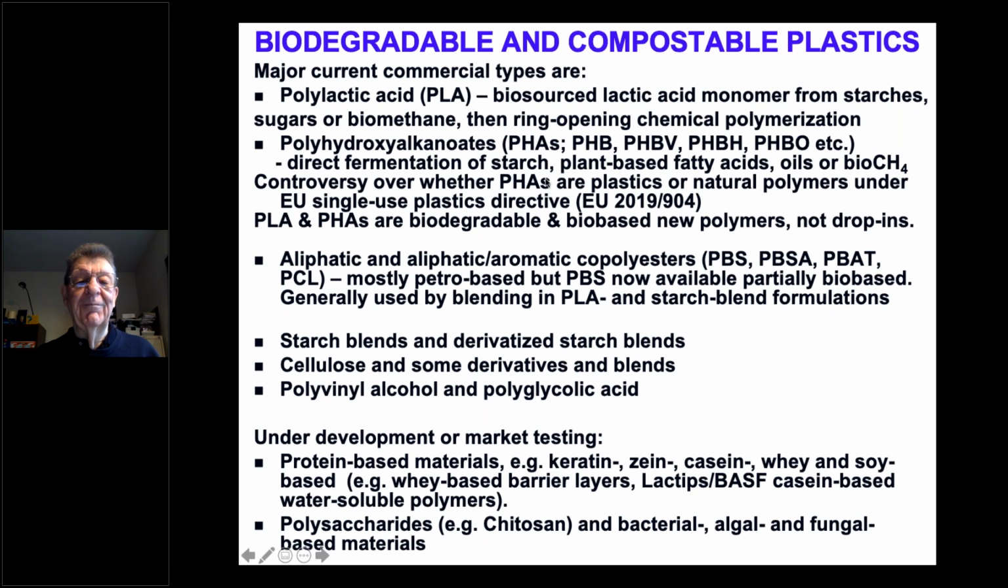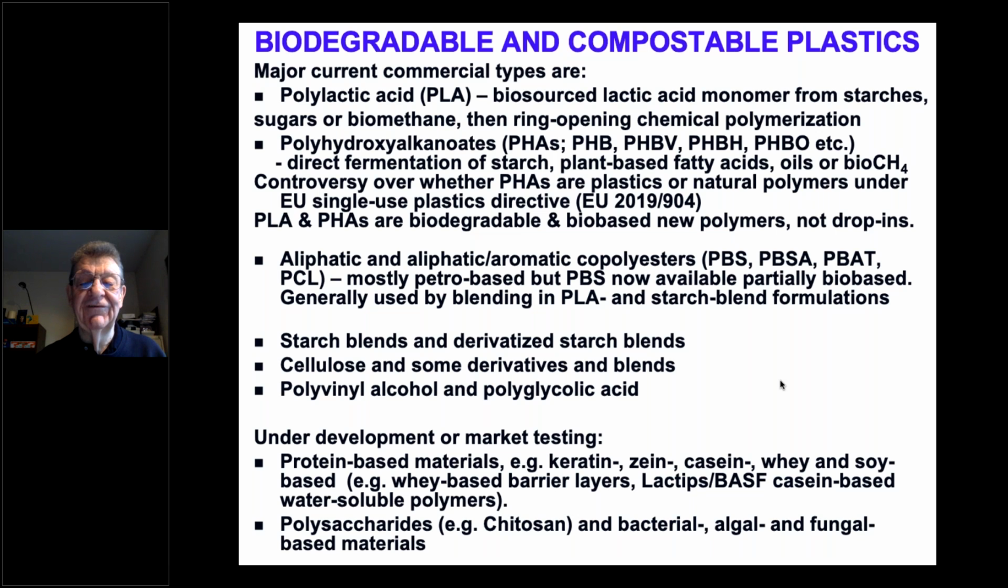Another big group is aliphatic and aliphatic-aromatic copolyesters: polybutylene succinate, succinate adipate, adipate terephthalate, caprolactone. These are mostly petroleum-based right now, except for the polybutylene succinate, and they're not usually used on their own. Think of them as rather like low-density polyethylene, and they're used for blending with either polylactic acid or PHAs, or with starch blends, which is the next grouping here.